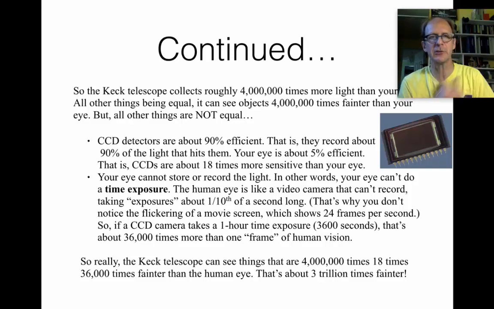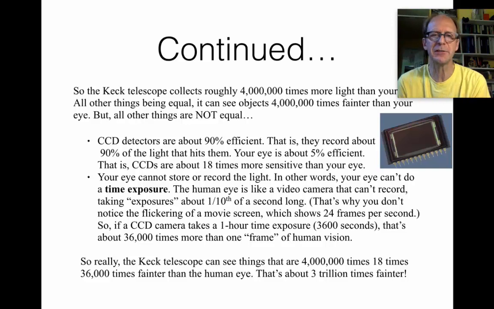The retina is actually not well designed. The light has to go through blood vessels before it gets to the light sensitive cells in your retina. Your eye only responds to about 5% of the light. So CCD chips, if we take the ratio of those numbers, are about 18 times more sensitive than your eye.